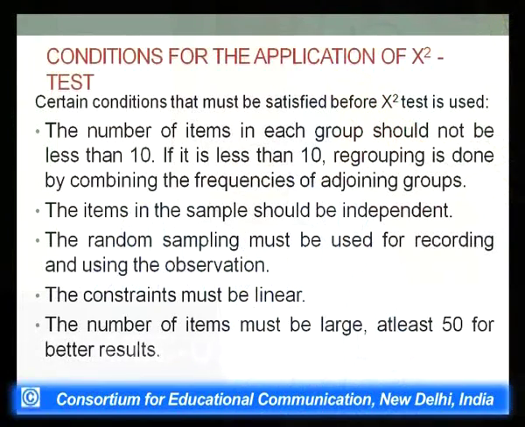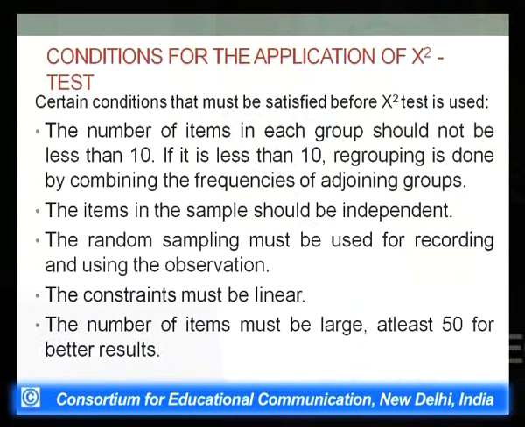Now let us come to the conditions for the application of chi-square test. Certain conditions must be satisfied by the researcher before chi-square test is used. He must go through the whole situation. Number 1, number of items in each group should not be less than 10. That is first important thing. Whatever data you are using, it should not be less than 10. If it is grouping, then it should not be less than 10. Then the items in the sample should be independent. Then third is random sampling method must be used for recording the observation. Fourth is the constraint must be linear. And fifth is number of items must be large, at least 50 for better results.